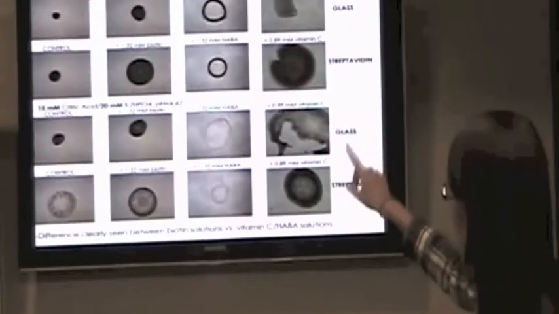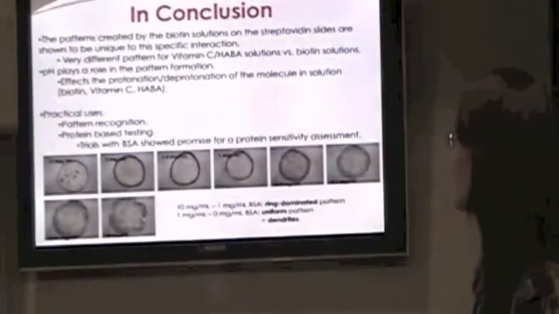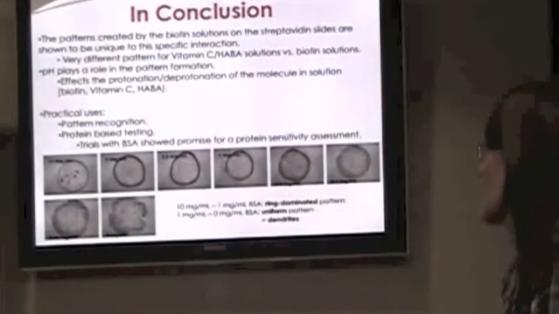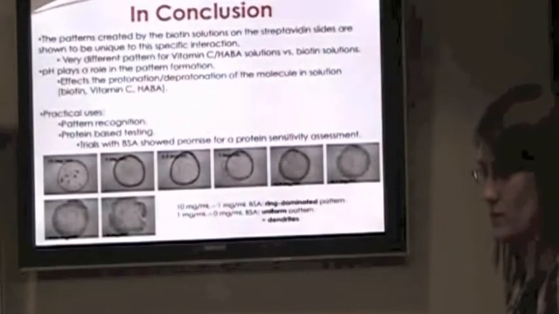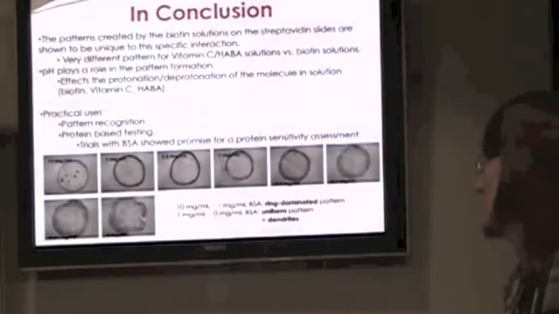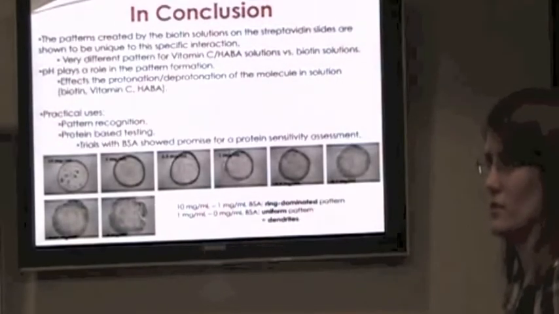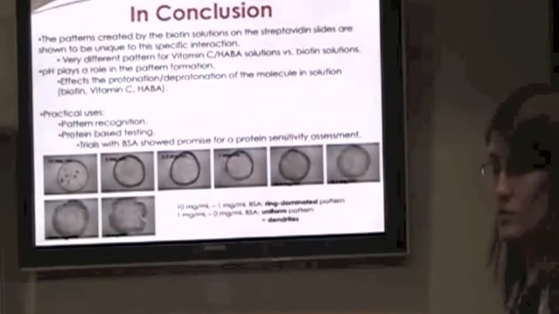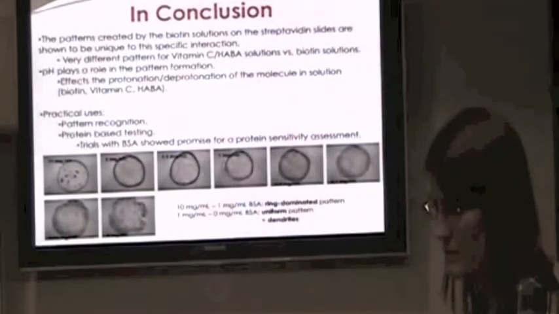Visually, you can clearly tell that there's a difference between the biotin drops versus both the HABA and vitamin C, as well as the control on the far left. The patterns created by the biotin solutions on the streptavidin slides are very unique to that specific interaction. And we saw that because the pattern of both the vitamin C and HABA solutions were completely different when compared to the biotin solutions. And also we saw that the pH definitely plays a role in the pattern formation. We actually did 5 or 6 different pH values, and the results were kind of on that same scheme, so it was clear that pH had a definite effect on the pattern formation.